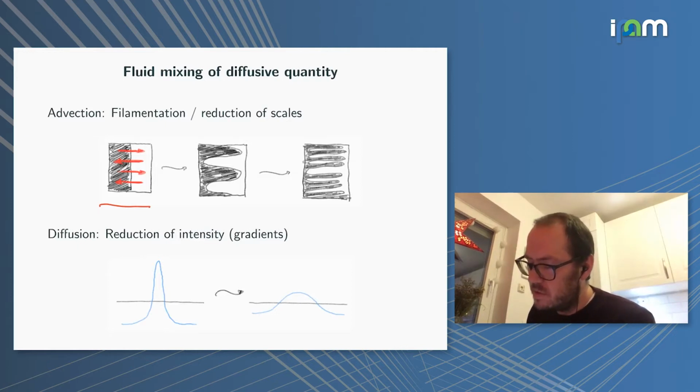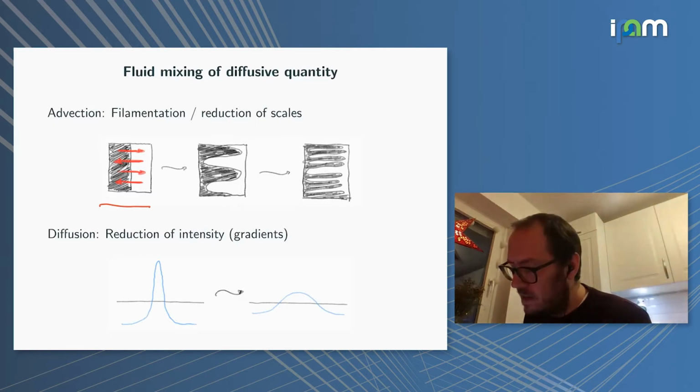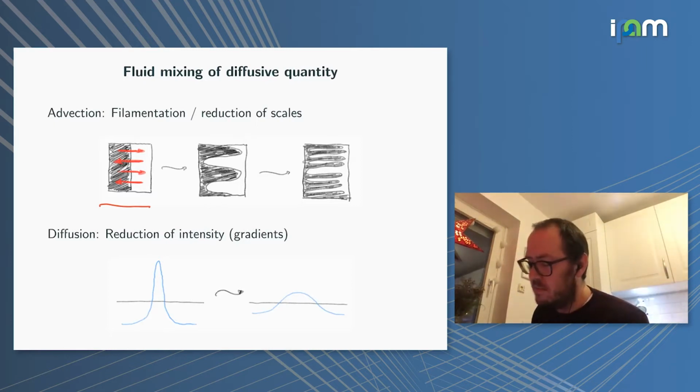Then after a certain time, we have a certain filamentation. If we wait a little bit, then the filamentation is on a quite coarse scale. But if I continue and possibly refine my flow, then the filamentation is getting finer and finer. So this is the effect of advection, the effect of a fluid flow.